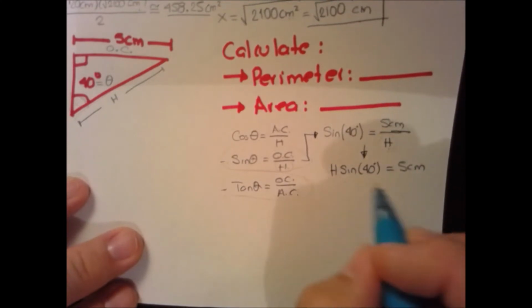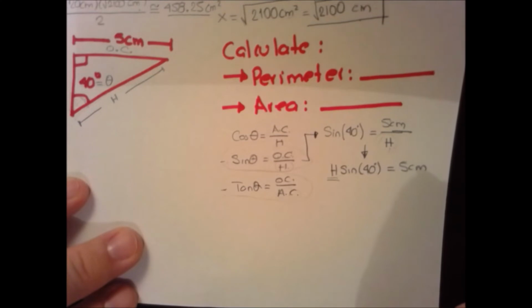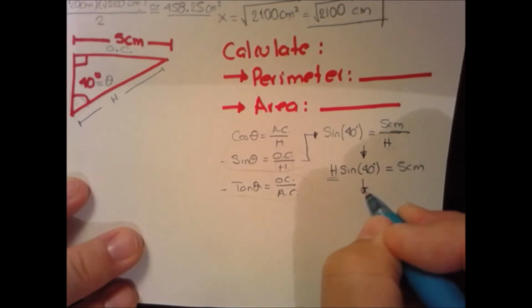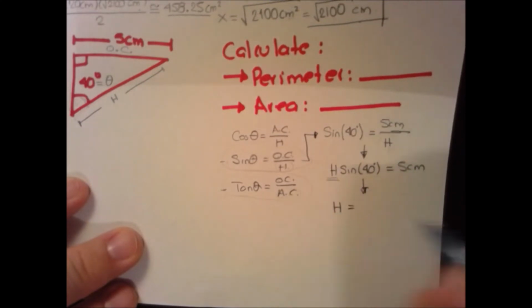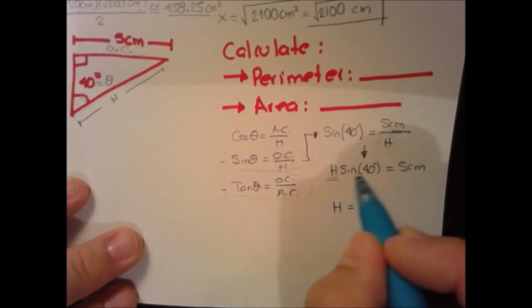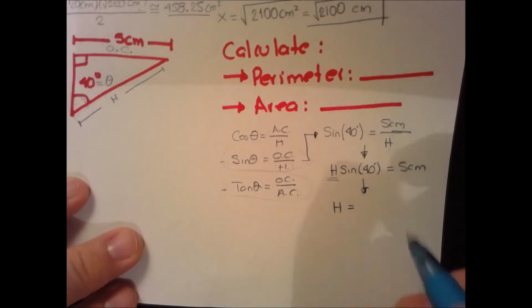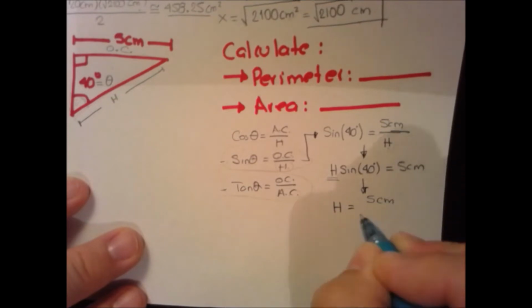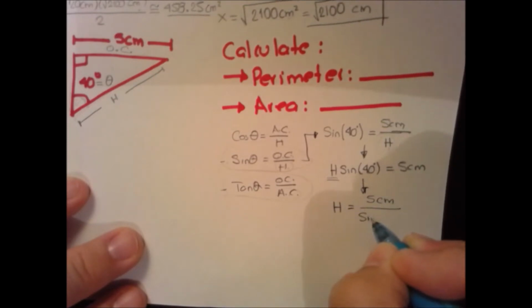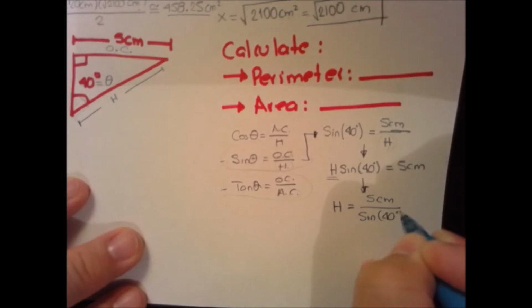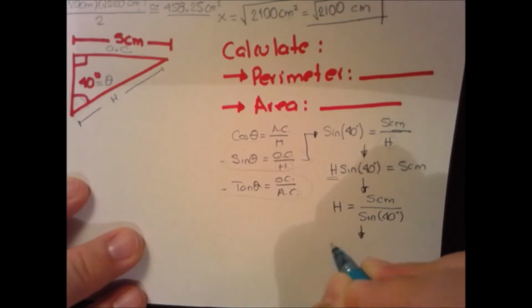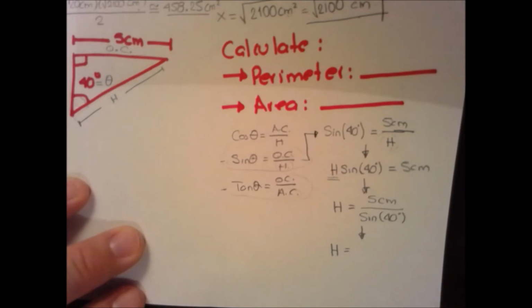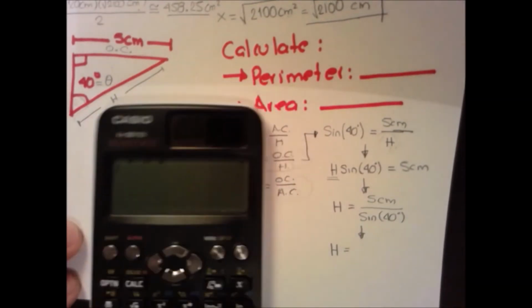But now I need to clear the hypotenuse. So what I'm going to do here, I'm just going to leave the hypotenuse alone, and this sine that is multiplying is going to pass dividing, and then it's going to be 5 centimeters over the sine of 40 degrees. So it means the hypotenuse is going to be equal to, now let's see.